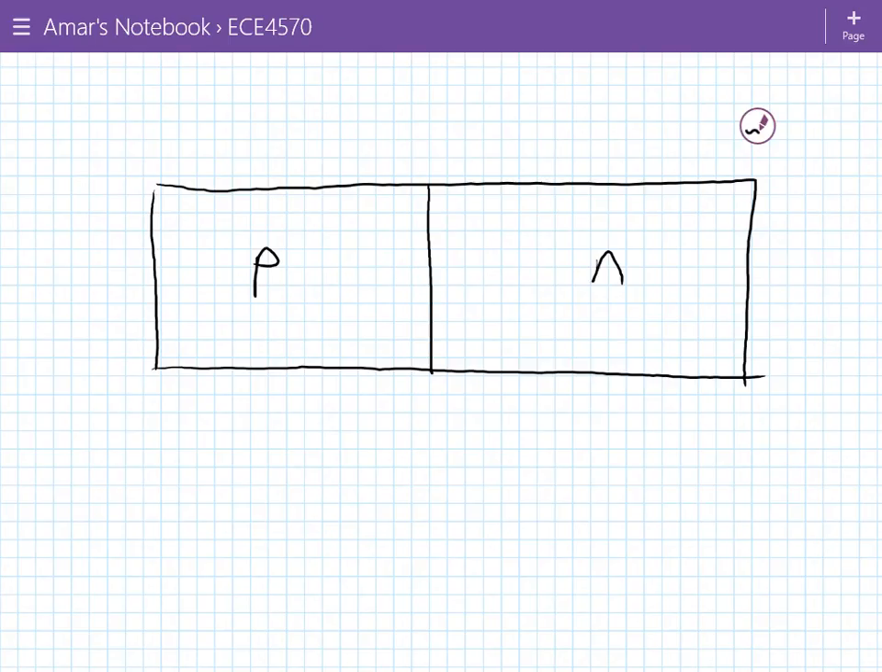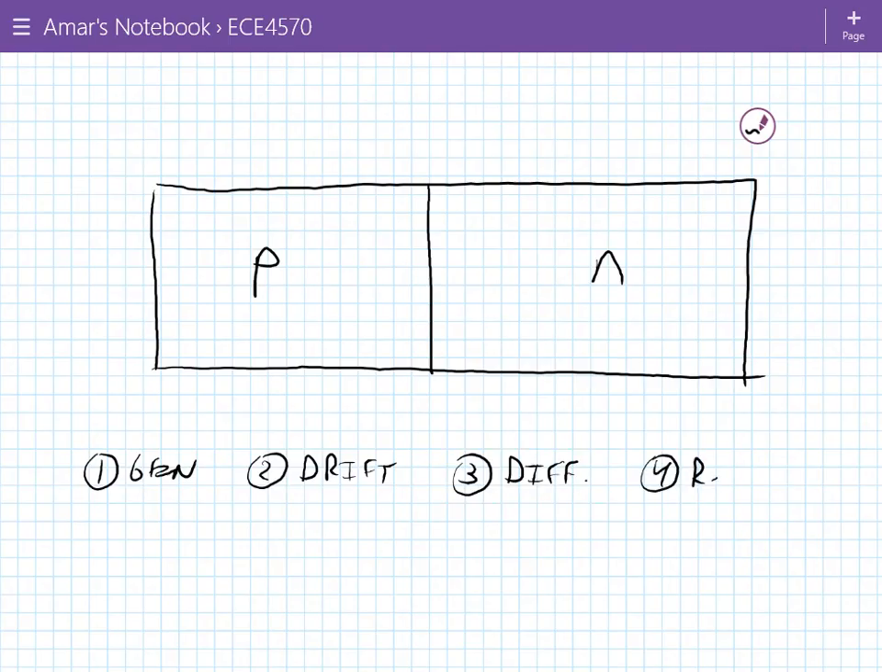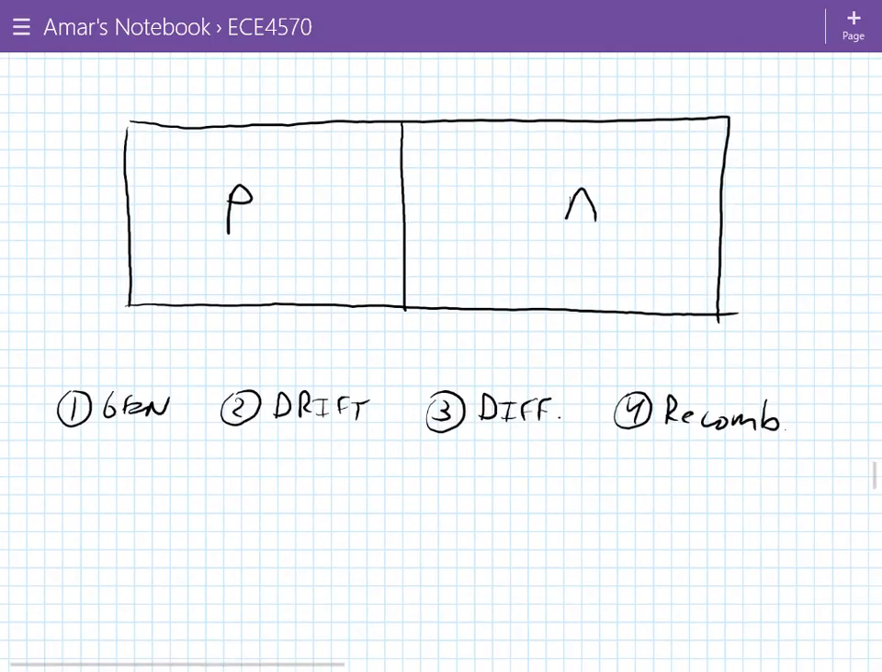Concentration gradient between the two. Right, that's correct. So we took the 4 carrier processes: generation, drift, diffusion, and recombination. All right, so we're looking at the 4 carrier processes, and as Raphael said, and Michael, you get diffusion. The diffusion arises from the fact that you have a concentration gradient.